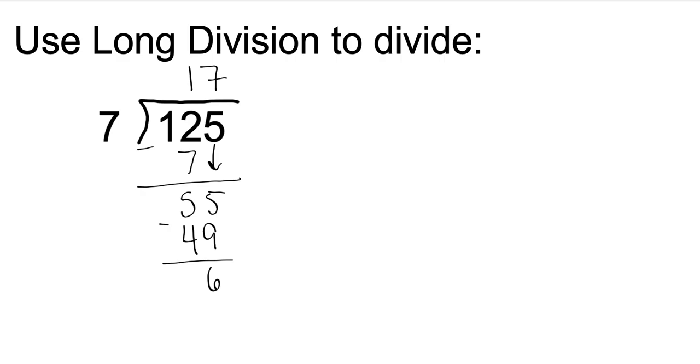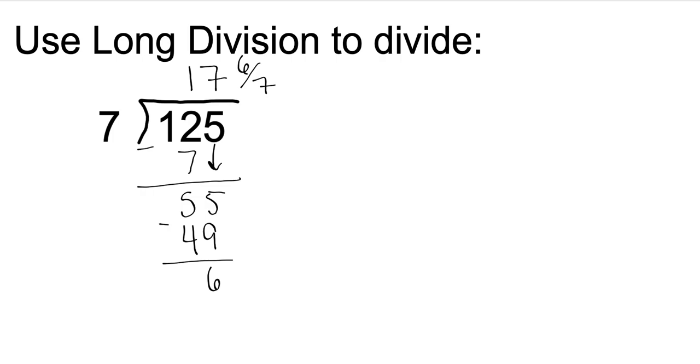When you first started out, you said 6 is my remainder, so you did 17 remainder 6. That's a way to do it. If we go to the next level, we started doing fractions. So we said 17 and 6/7 we had left over. That's the way we're going to do it today.